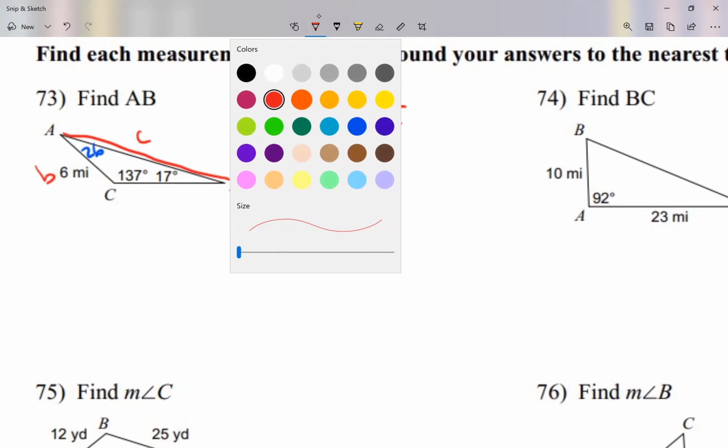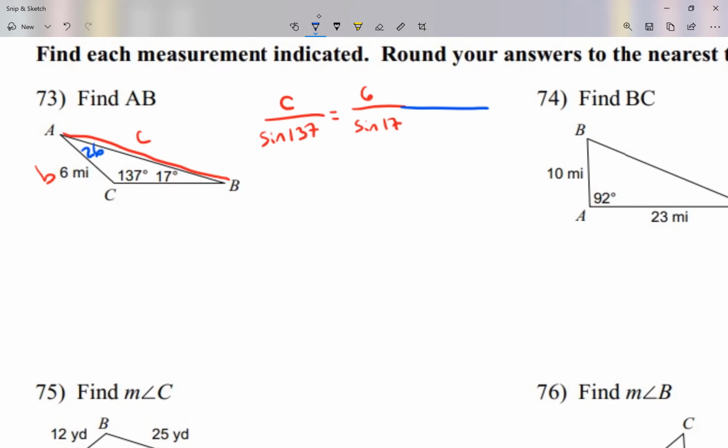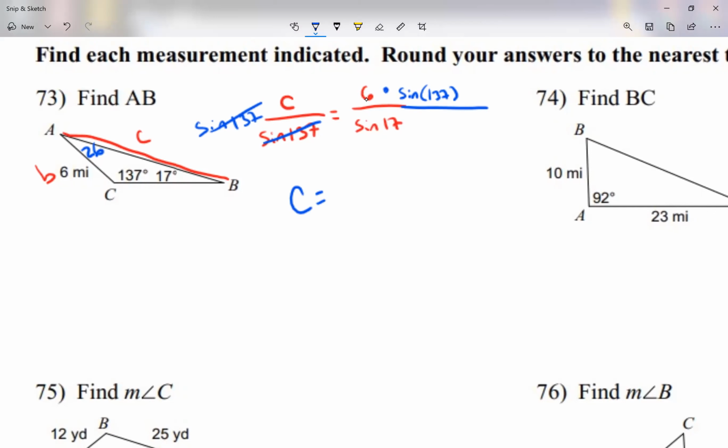Okay, and then let me extend this fraction a little. I have to multiply both sides by sine of 137. So here in this fraction, I'm just going to put it on the top. Sine of 137. That way these things cancel out. I'm going to get side C by itself. All right. So I'm just going to go 6 times sine of 137 divided by sine of 17. Make sure when you guys type things over, make sure you guys use parentheses, okay? So to not get the calculator confused.